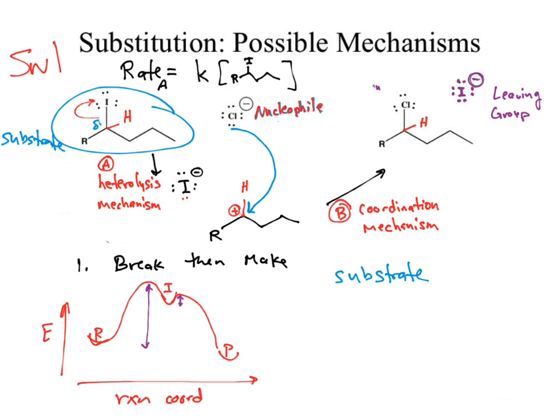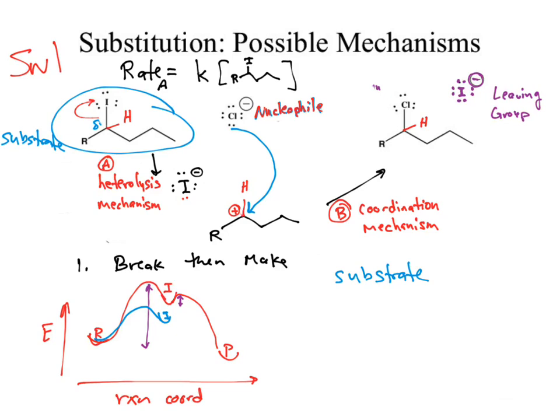That structure needs to be as stable as humanly possible, because if it's not stable, it doesn't happen. How would that affect my energy diagram if I made that intermediate more stable? That intermediate drops in energy. What happens to my activation barrier? It drops, which means the reaction goes faster. Make that carbocation stable, reaction goes faster.